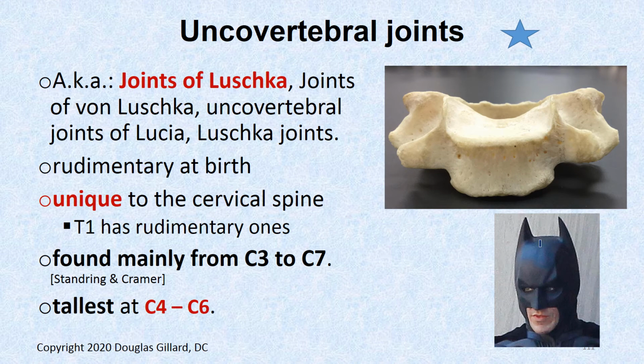Let's see, how are we doing on time? I think we're fine. So let's get into Luschka joints here. Those are Batman's ears. I think we talked about them a little bit already. Batman's ears, and here's an AP view of what looks like C5. And we can see the uncinate processes in this view quite nicely.